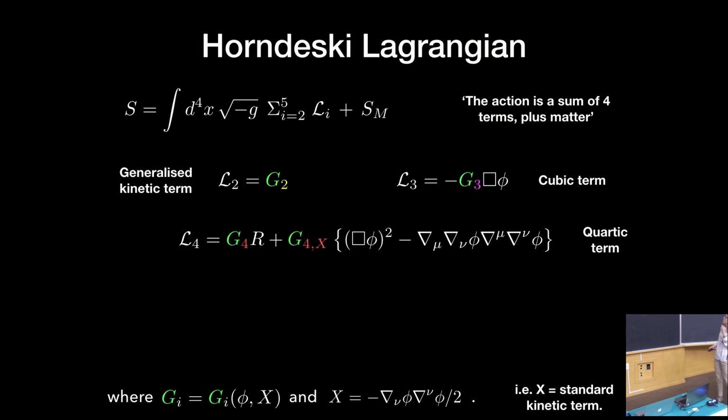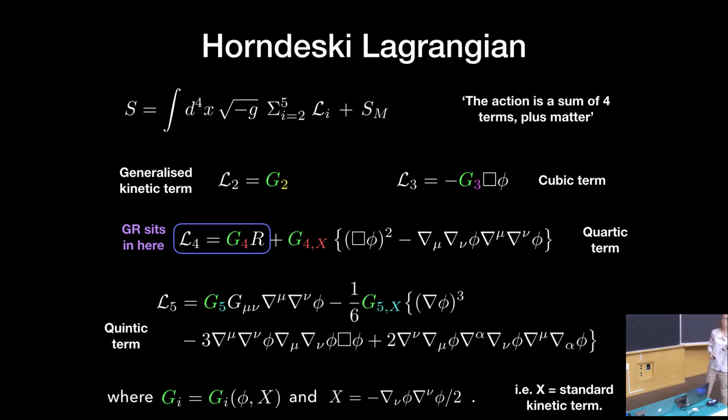And the quartic term is important because it contains the GR limit, right? Note that I could recover GR from this action by setting G2 to 0, G3 to 0, and setting G4 to be the Planck mass. Okay, so GR lives in there. And finally, there is one more term, the quintic term, which contains this function G5. Again, it appears once on its own and once with a derivative taken, multiplying a load of muck.